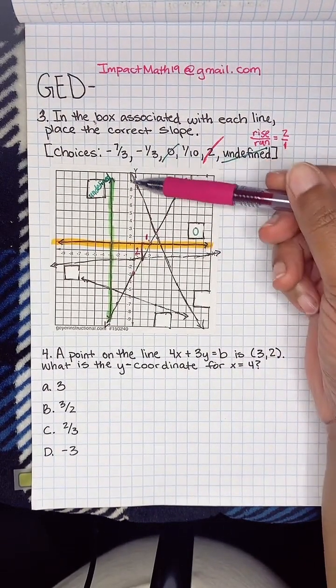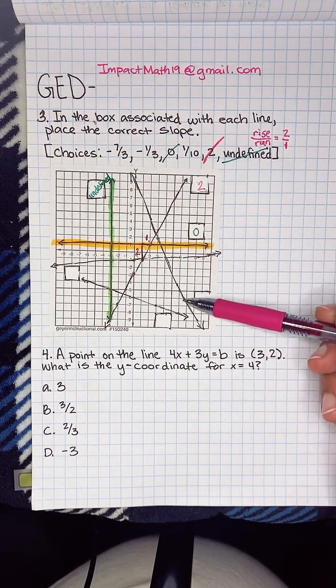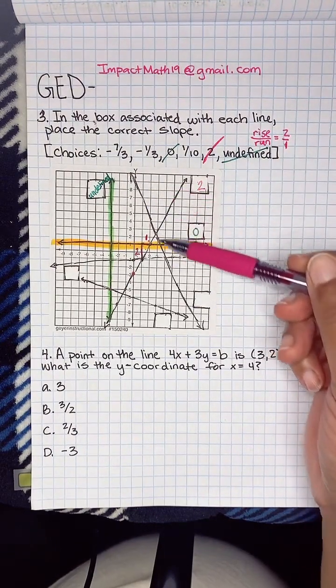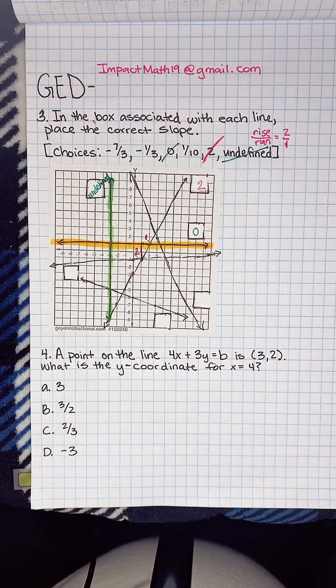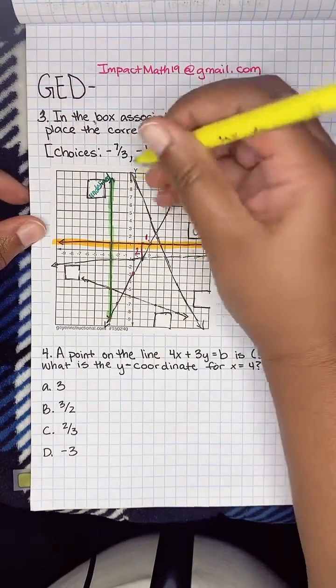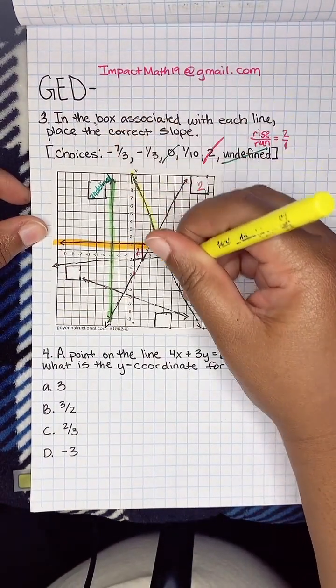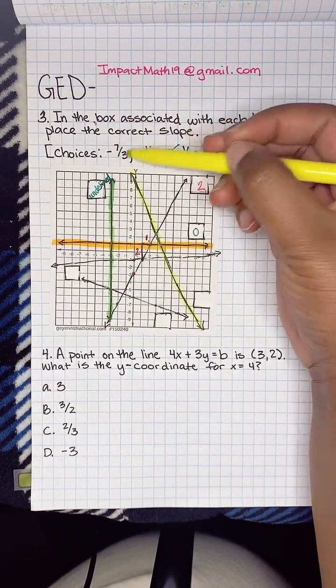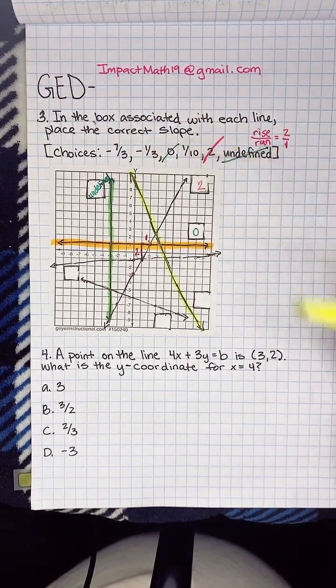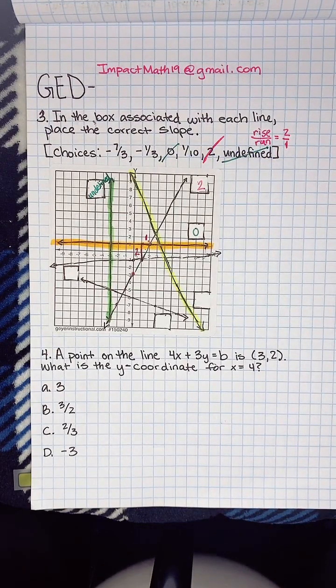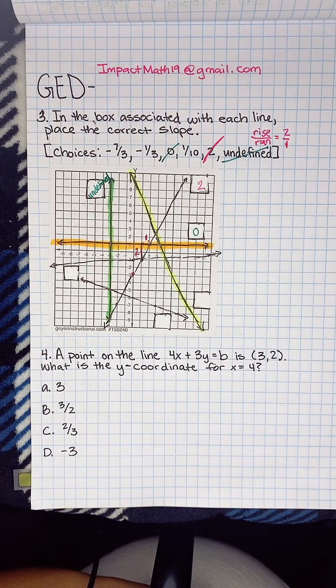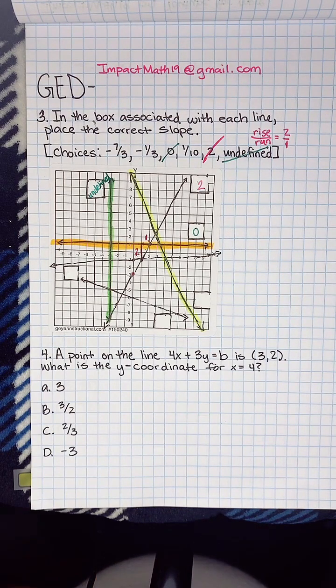What do you guys think? So 2 is out now. What do you guys think about this line here? So let's highlight it. We're talking about the yellow line here. Is it -7/3, -1/3, or 1/10? What do you guys say in the chat? Good. -7/3, -7/3. All righty.